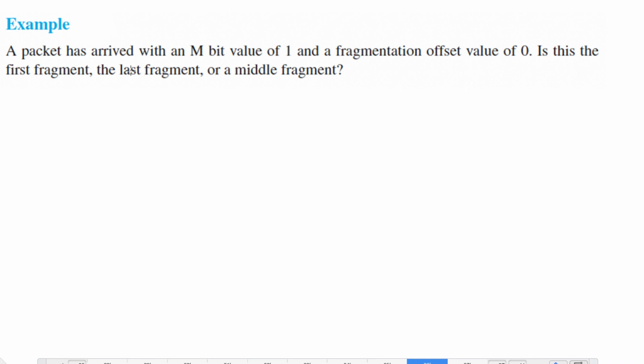A packet has arrived with more fragment field as 1 and the fragment offset value is 0. Okay. So they are saying the fragment offset value is 0, which means this packet is following 0 bytes, which means this has to be the first fragment, right? And then they are saying the more fragment field is 1, which means there are more fragments after it. So it is definitely the first fragment and the fragmentation has happened, right?